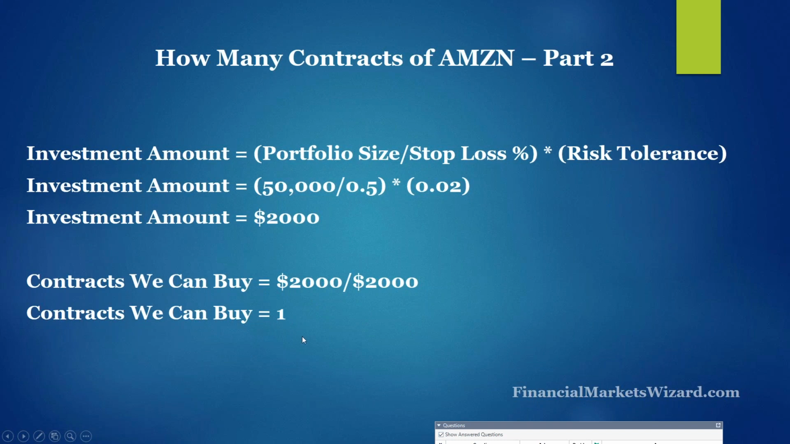You cannot buy 0.8 contracts. So you understand this. $50,000 is your portfolio, 50 is the percentage, 2% is your risk. You can only invest $2,000. And then if it's wrong, you would lose $1,000. So you can only buy one contract.